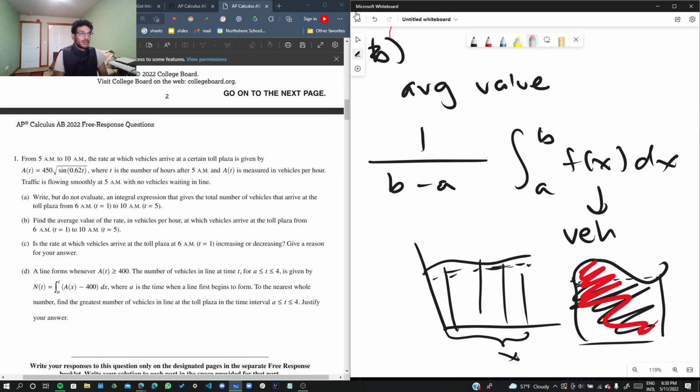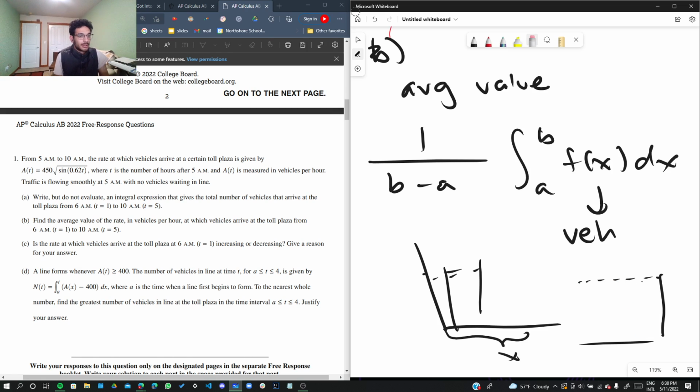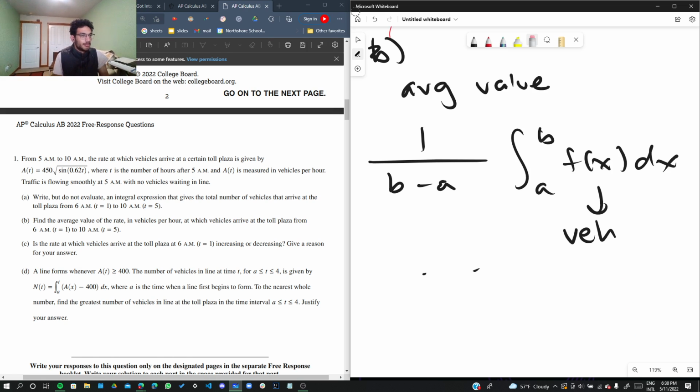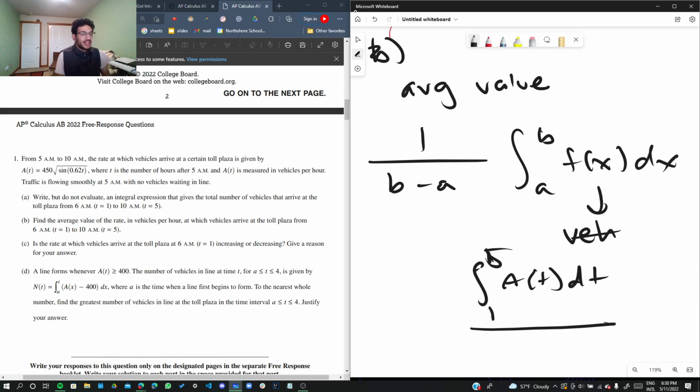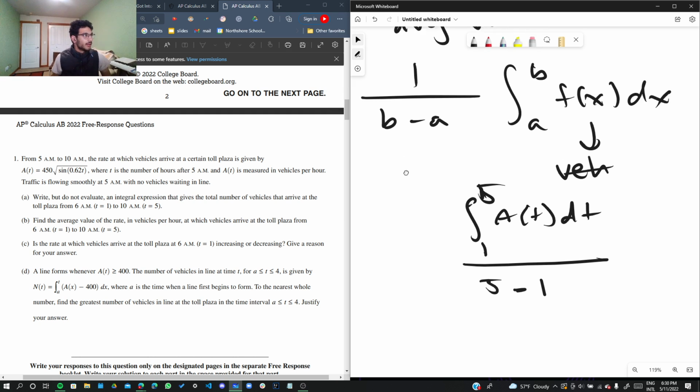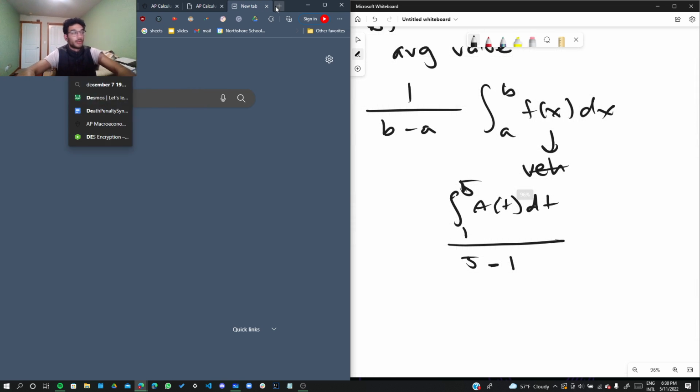So I thought I was clever by taking the slope, but apparently that's not the case. But anyways, if you take the integral of the rate with respect to dx, right? What is it? It would be from 1 to 5 of a of t dt. And then you would divide by that interval, which in this case is 5 minus 1. And then let's put this into decimals real quickly.